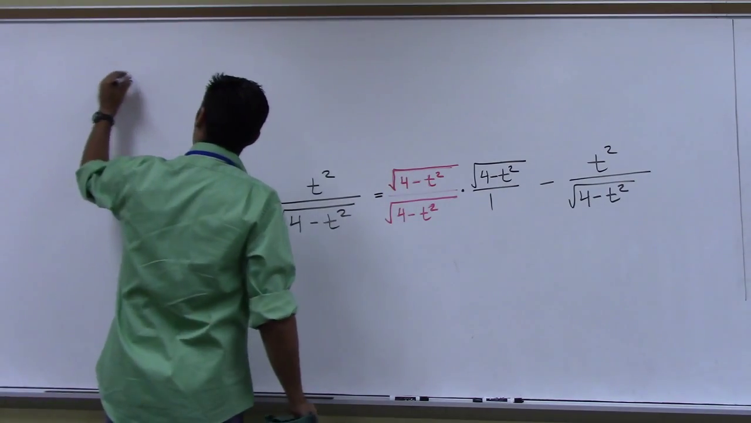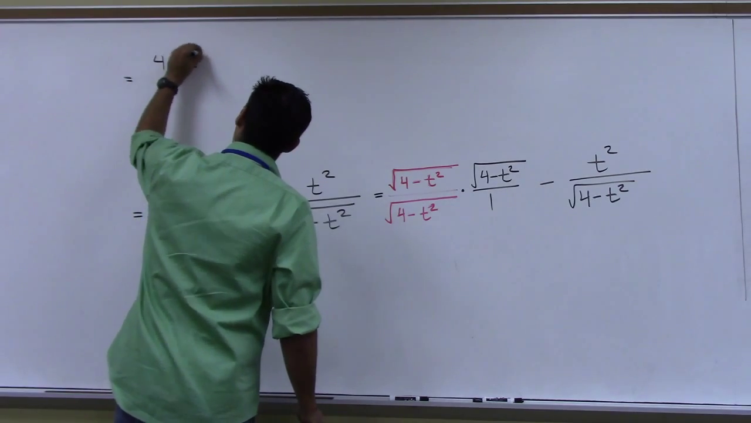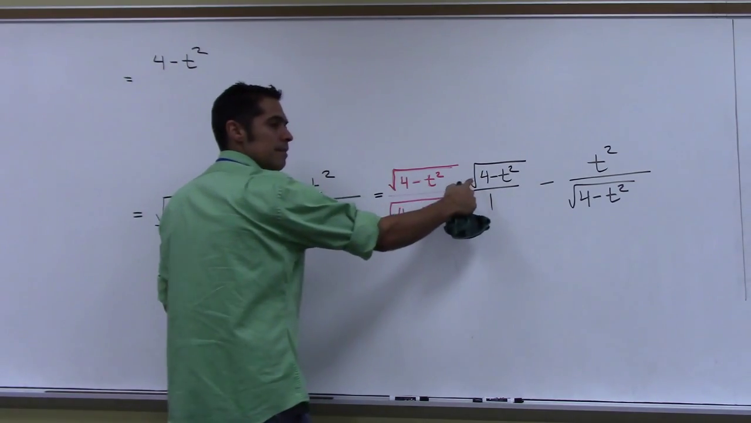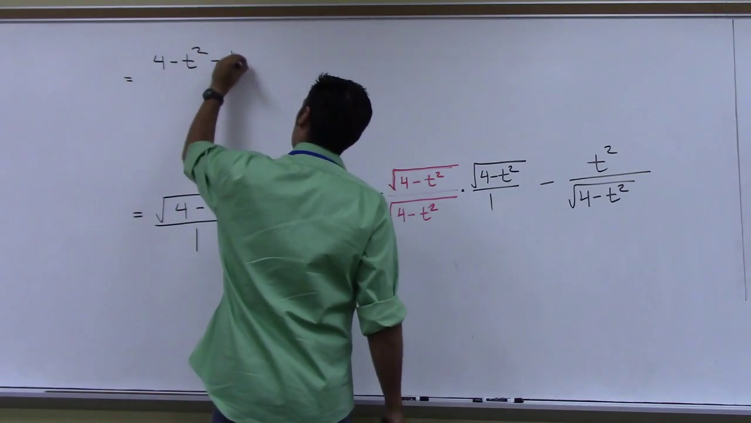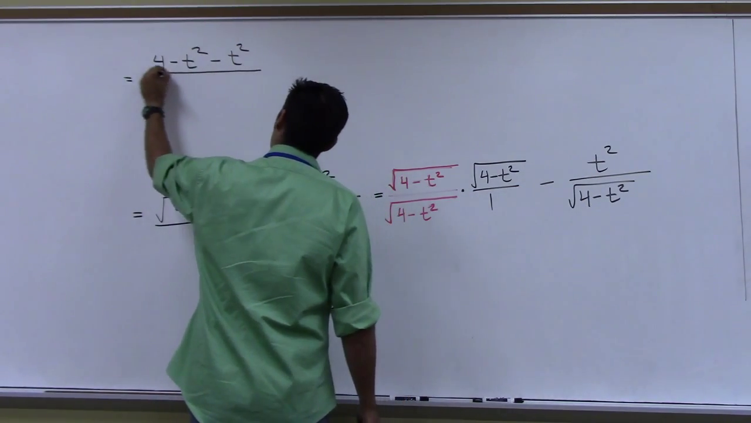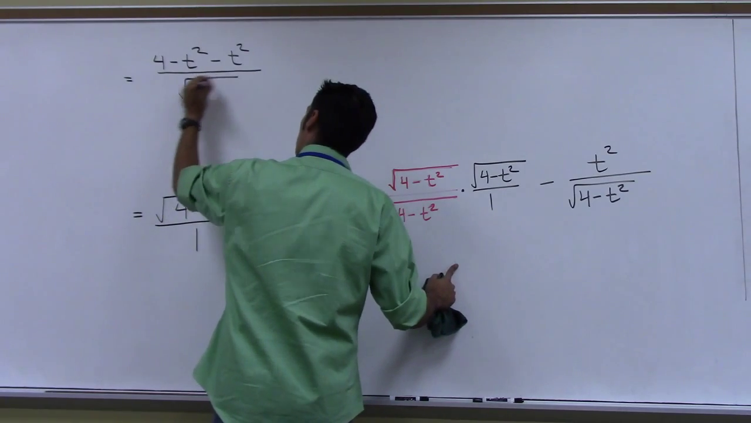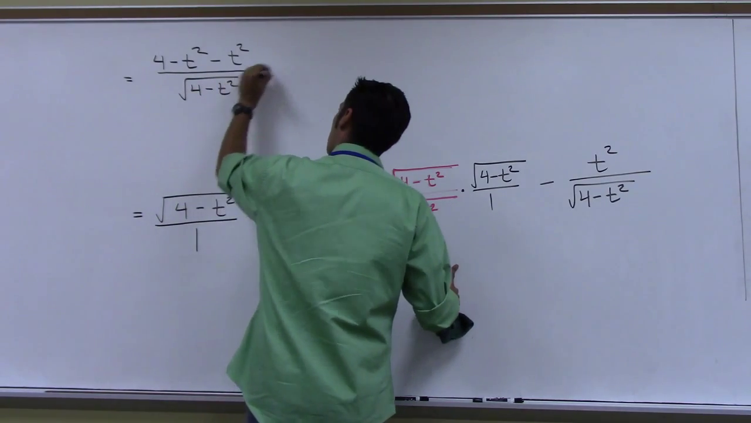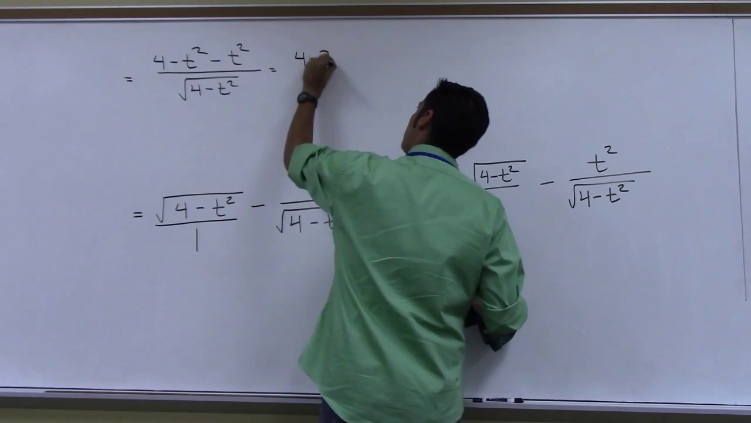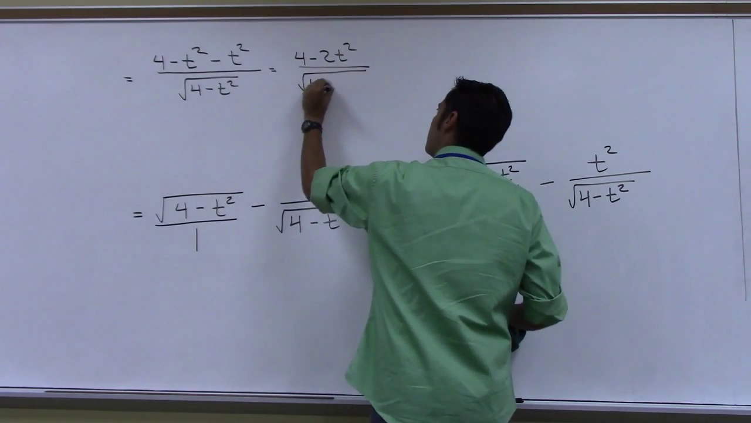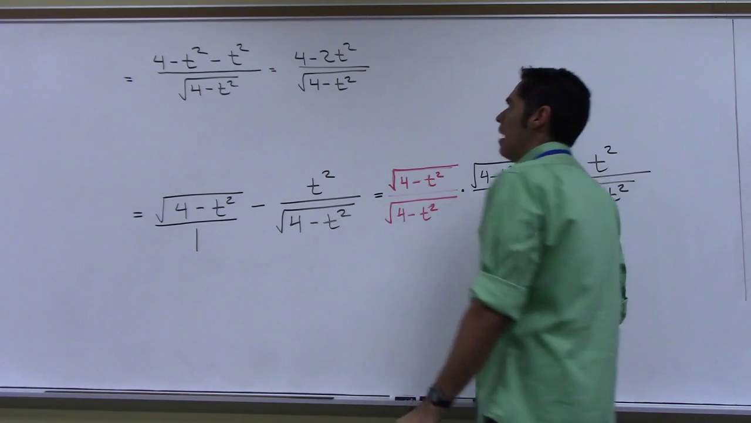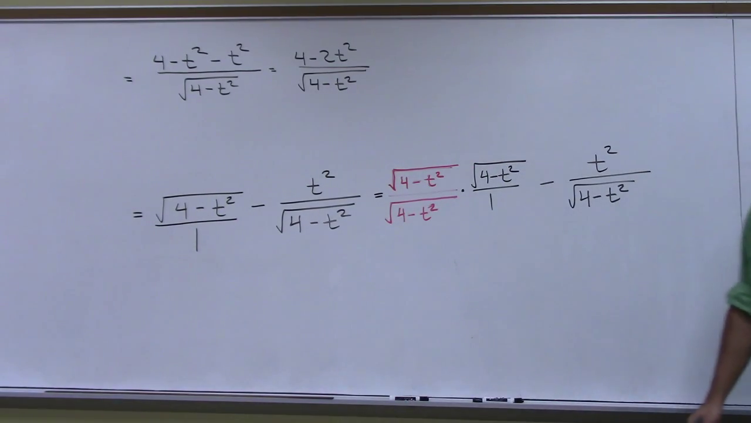So we get equals 4 minus t squared. And then I can combine that with this numerator, so minus t squared. And then over the common denominator, which is now root 4 minus t squared, which is 4 minus 2t squared over square root of 4 minus t squared. That's my cleaned up derivative.